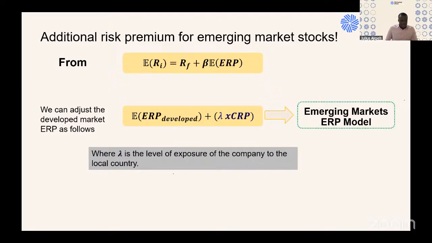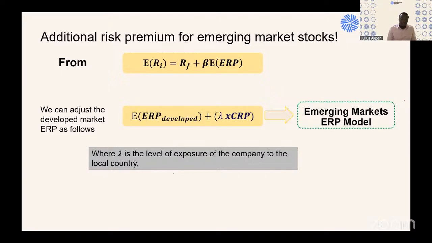Because if you sell your product here in Ghana, you are going to be affected by the demand and supply conditions in Ghana. But if you sell your product in, let's say, the US, maybe UK, Canada, you are going to be affected by demand and supply conditions there as well. So if you know the country risk premium, you may not just add that to the equity risk premium of a developed market to get the emerging market one. You may want to make an adjustment depending on the level of exposure of the company to the country.